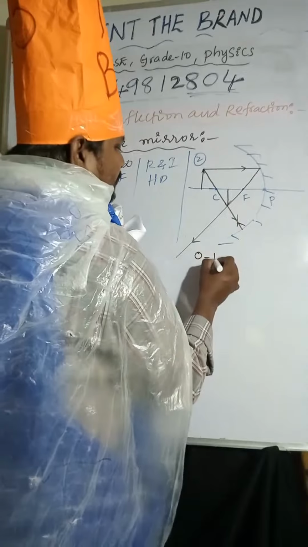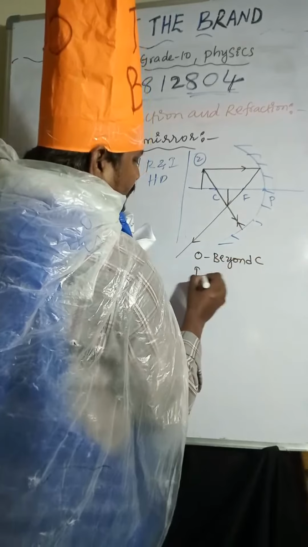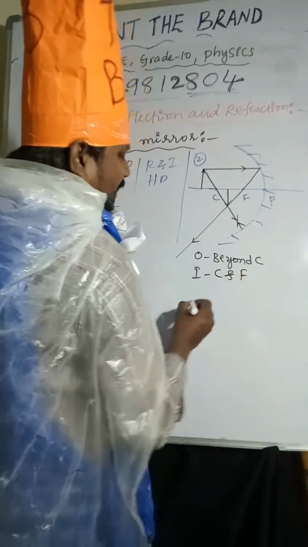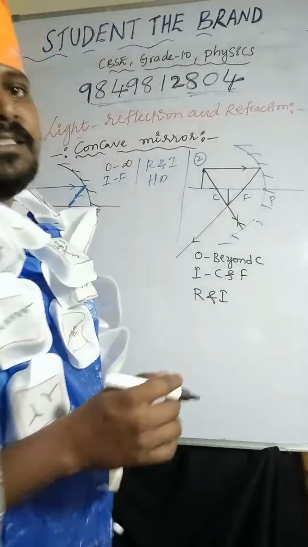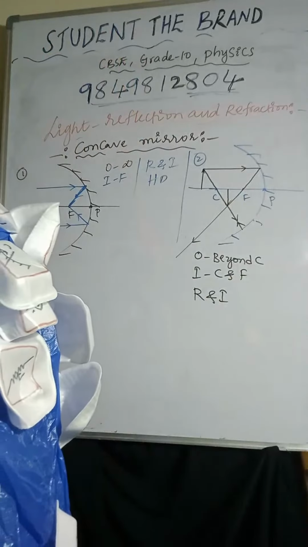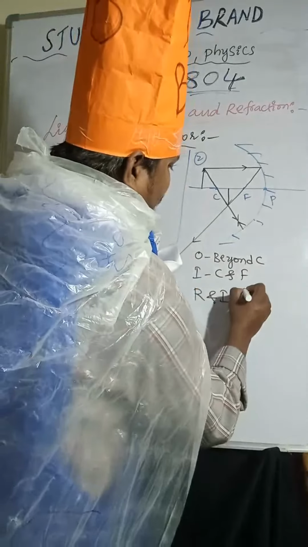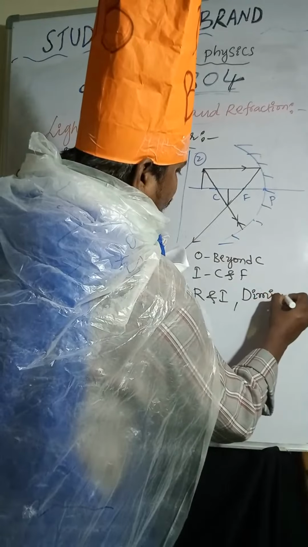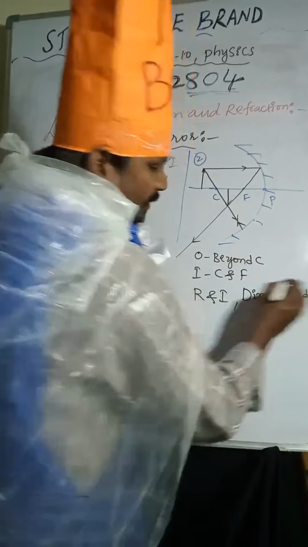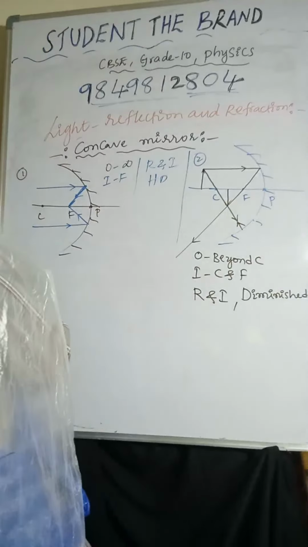Object is placed beyond center of curvature. Beyond C, image is forming between C and F. Nature of the image is real and inverted, and the size of the image is diminished. Compared to the object, image size is decreased. So that's why it is called diminished. Okay. Next one, third one.